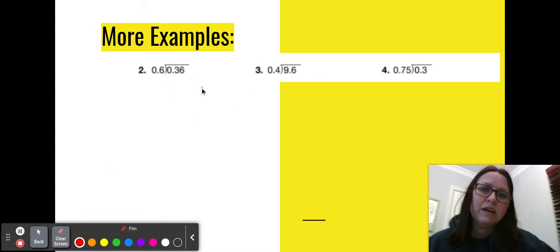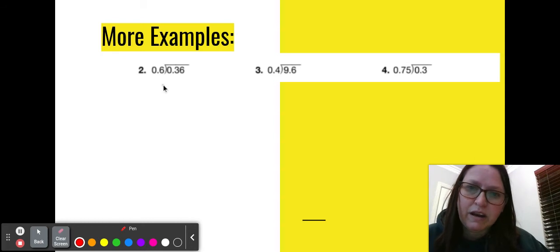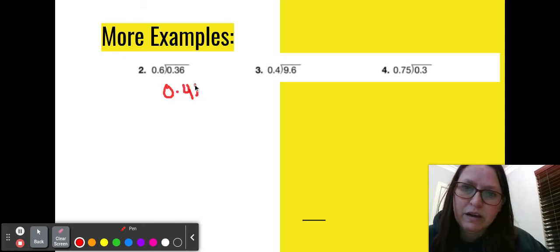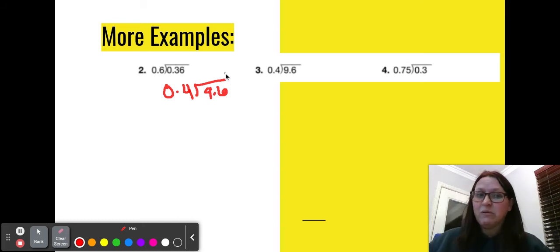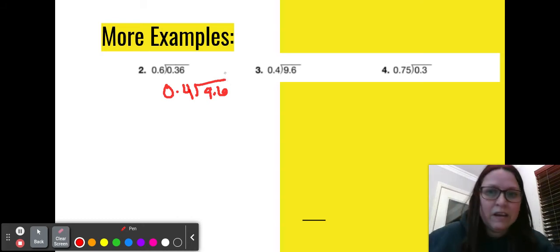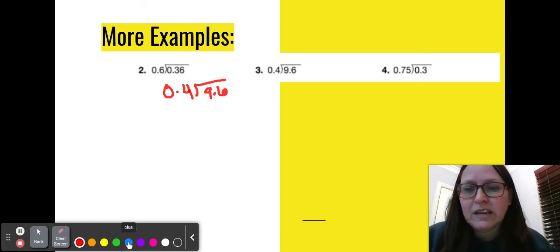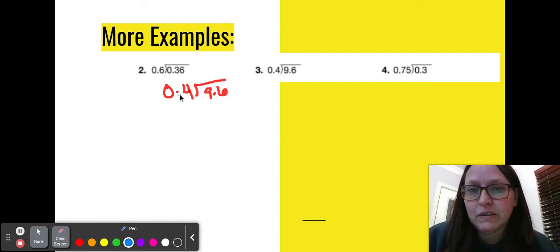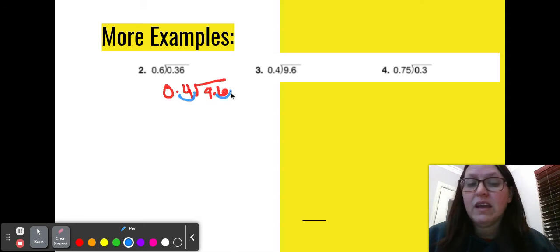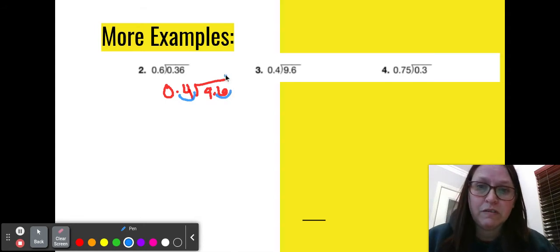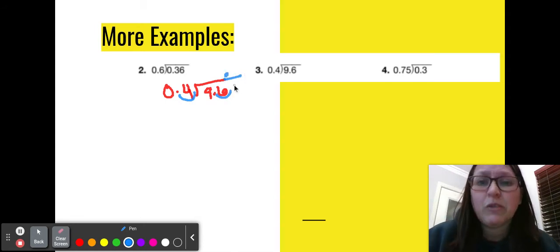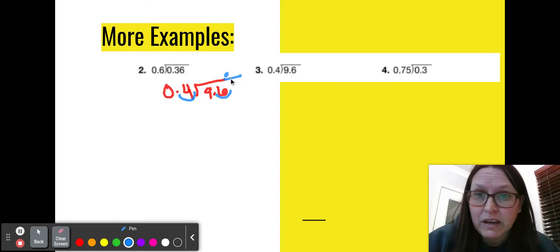Let's look at number 3. I'm going to write it right here, 0.4 into 9.6. We're starting kind of easy with numbers that you can kind of work with. My first step that I need to do is I need to move my decimal. So I'm going to move it 1 place and 1 place. Step 2, I need to move it up into the answer. Step 3, I should be estimating.